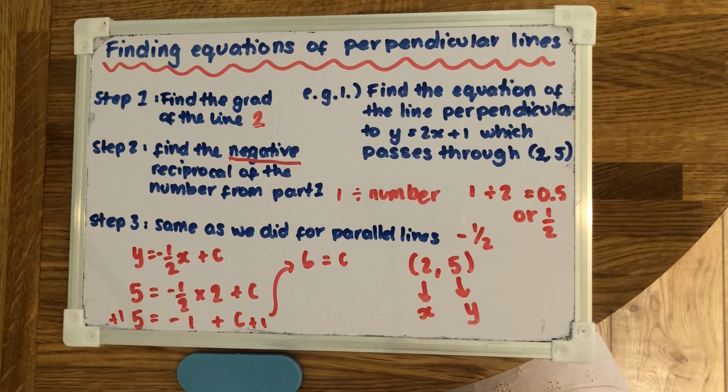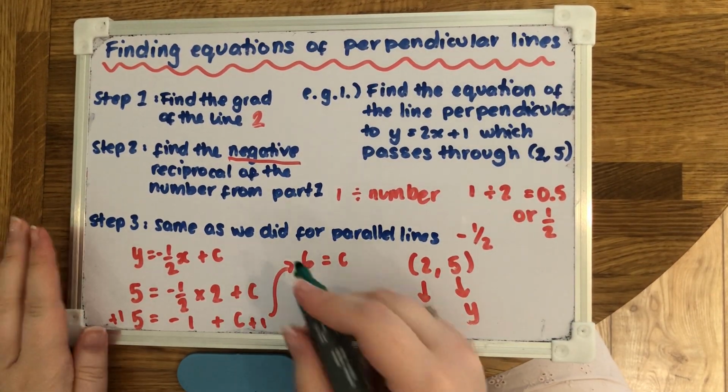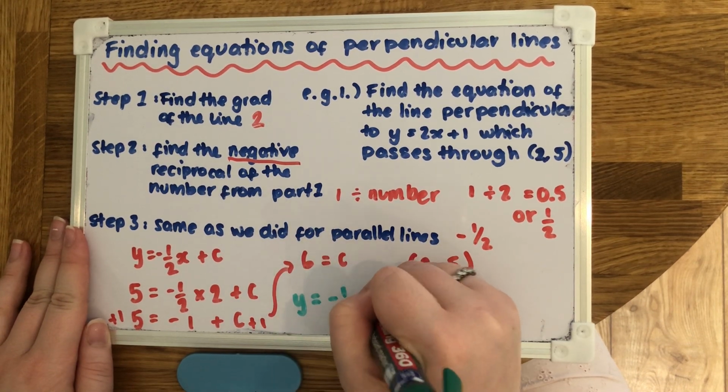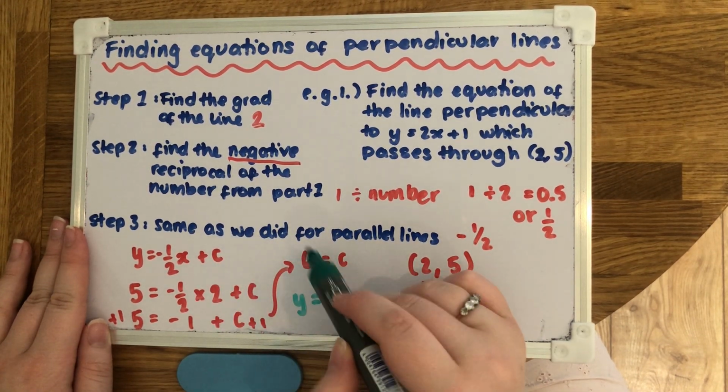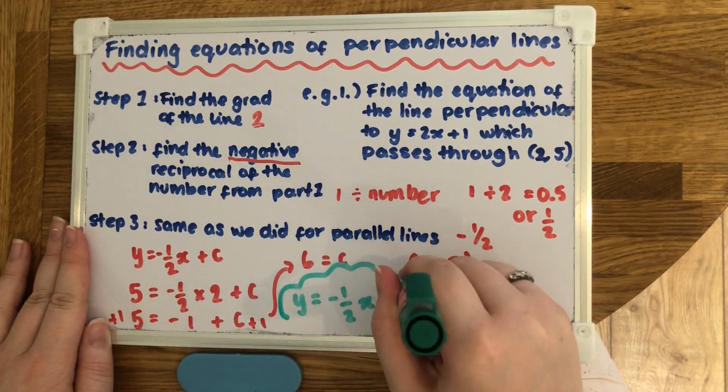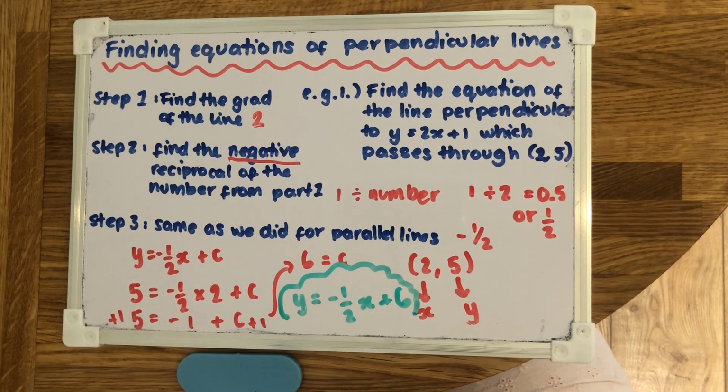So our final answer will be the same as what we've written here, but we can now change the c to be number 6. Okay, so all that work is just for that little answer at the end.